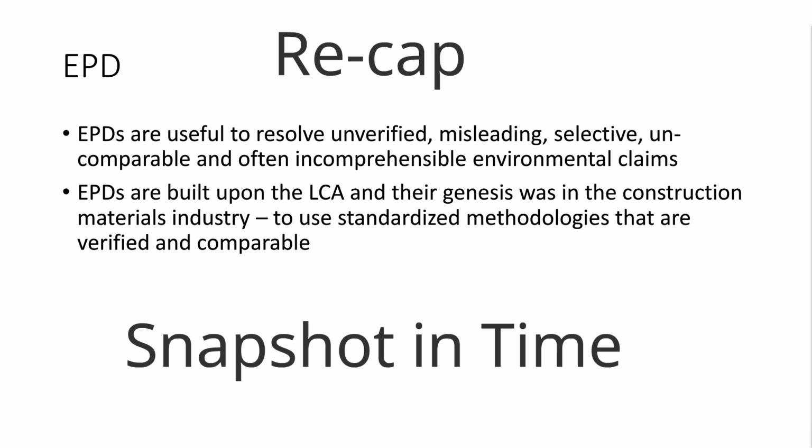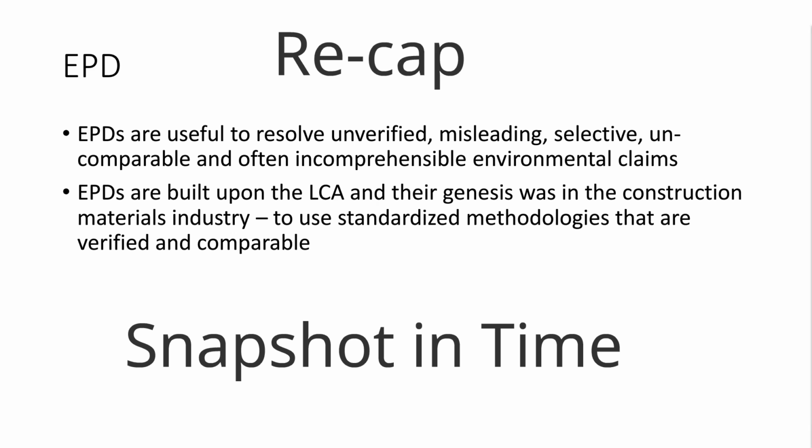And environmental product declarations are built upon life cycle analysis, and the genesis was the construction material industry, basically using standardized methodologies that were verified and comparable. So it stemmed out of construction industries and then very much moved into other industries like textiles and fabrics and blue jeans, and now we're well into food products. And again, this is an area where a lot of major international companies and retailers are looking at what and where in their supply chain they can reduce the environmental impact, etc.